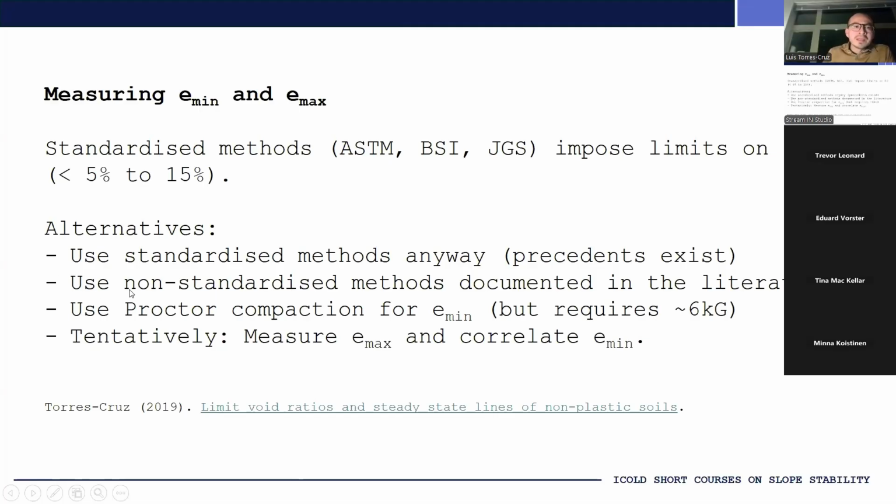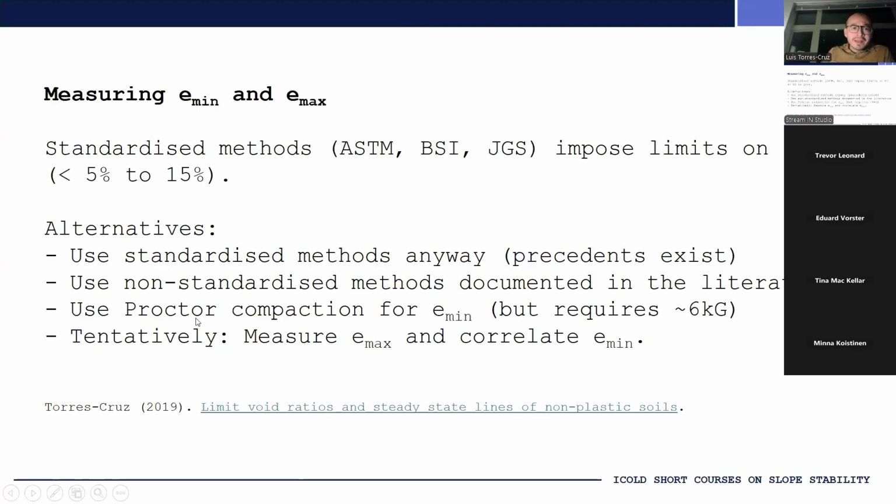Another approach that you can take is to use non-standardized methods that have been documented in the literature, and there's a few of them, and this reference down here that I'm listing at the bottom mentions a few of those non-standardized methods. You can also use Proctor compaction, which is generally used to find the maximum density, but you would be using it to find the associated minimum void ratio of that density.